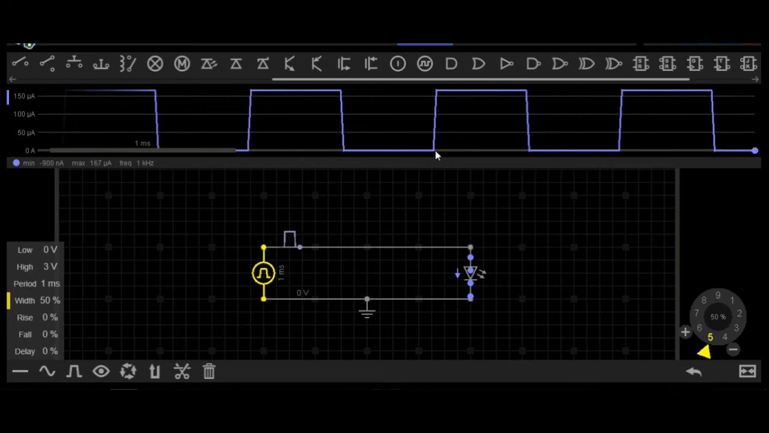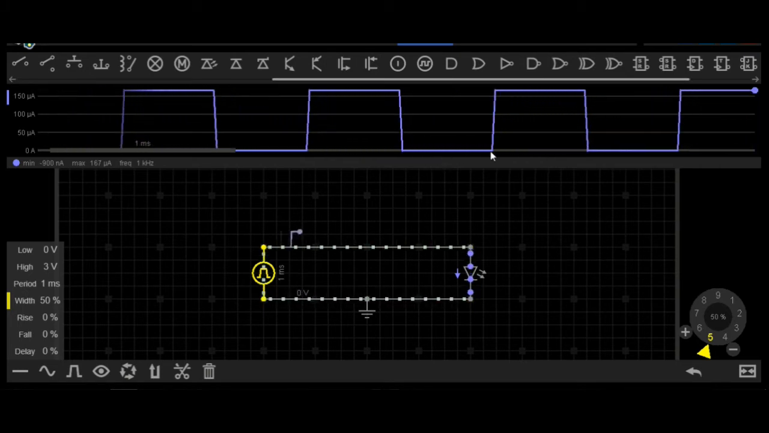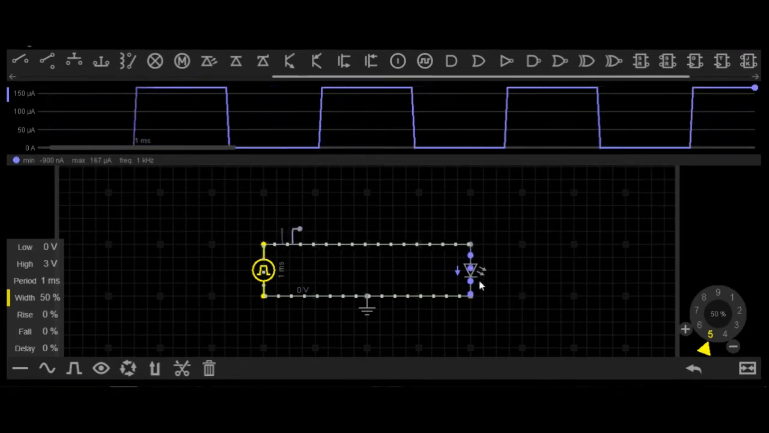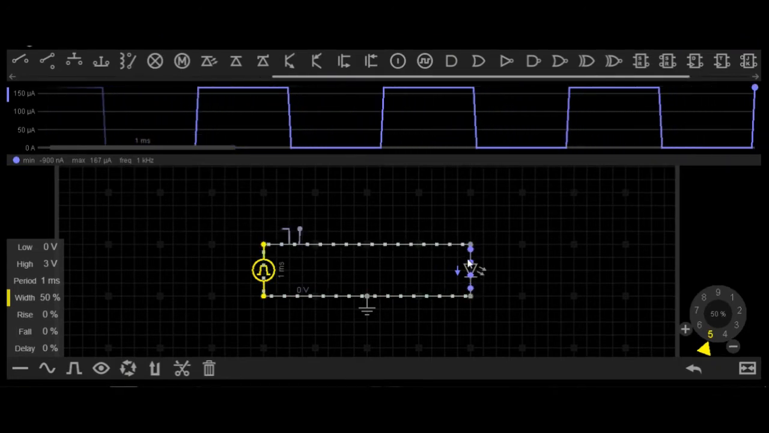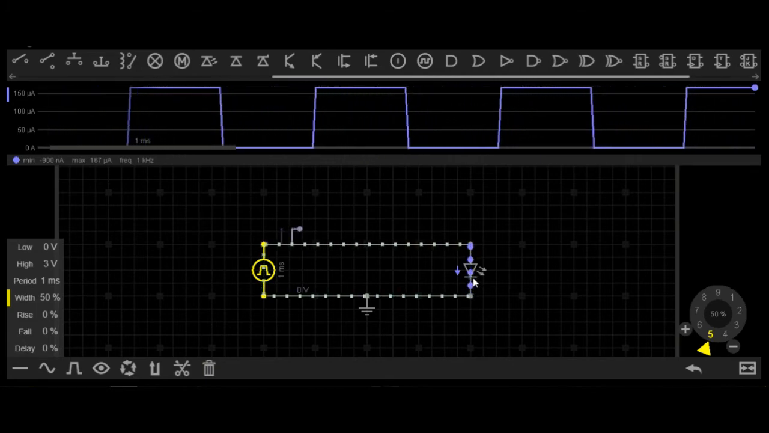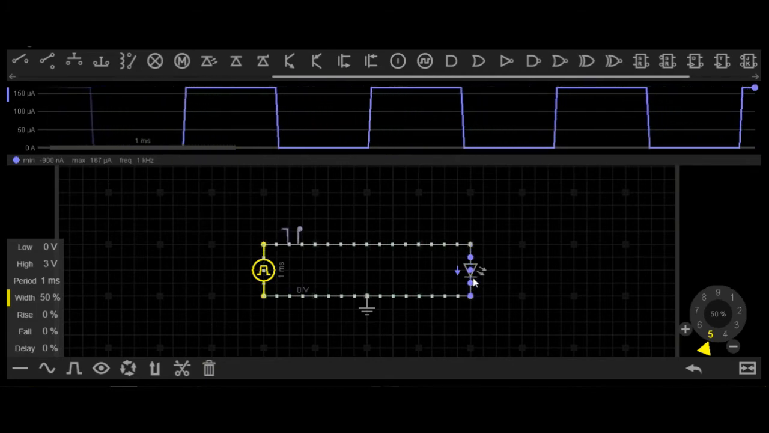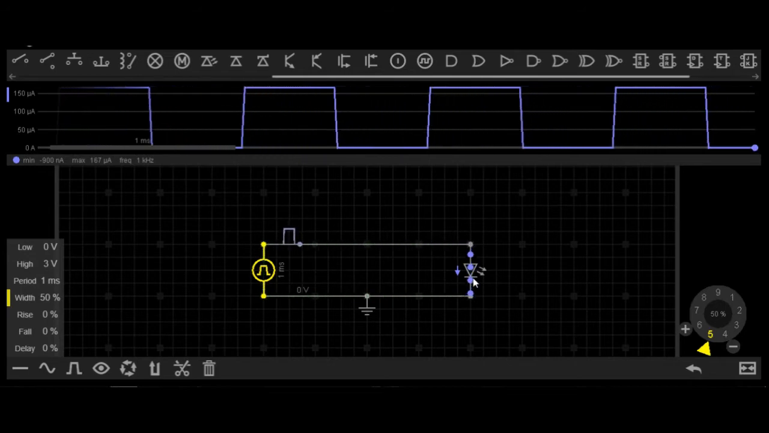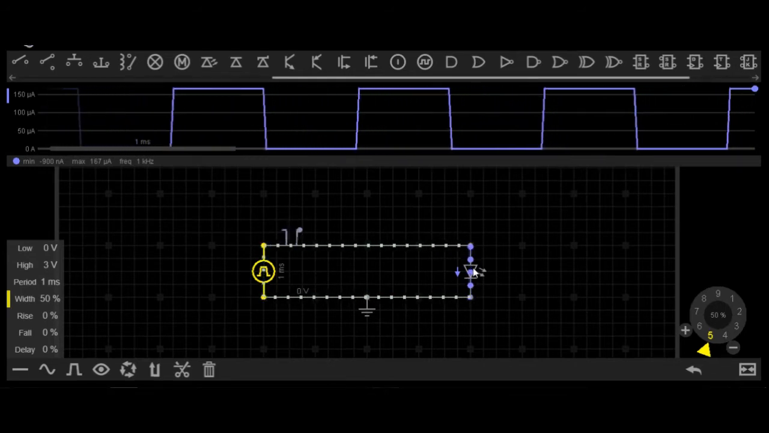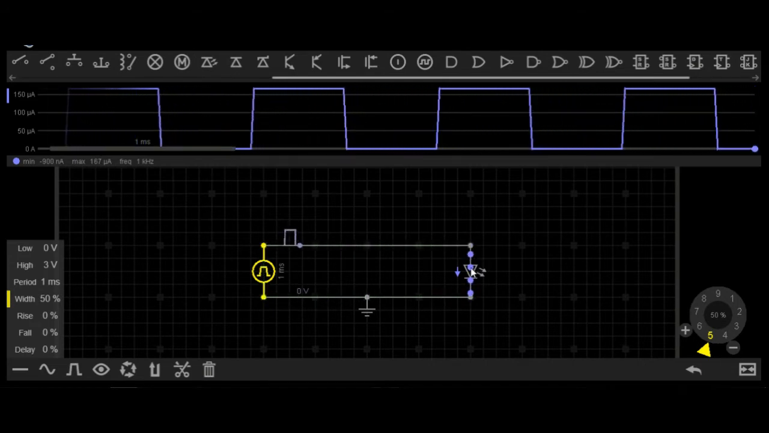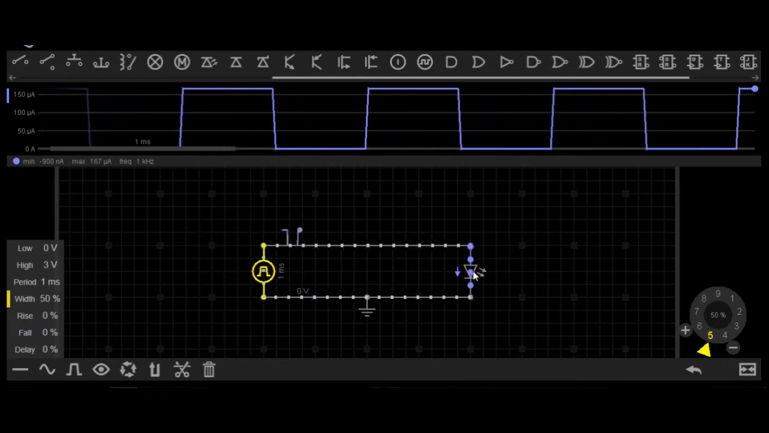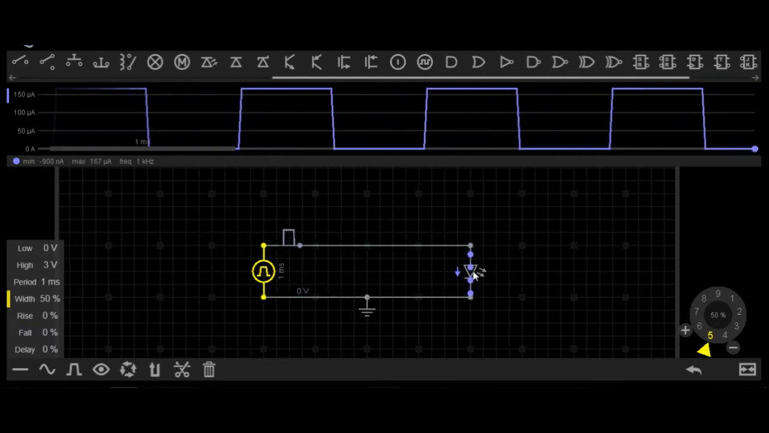Here you see the graph, 50% turn on and 50% turn off in every cycle. You can see that current will flow through the LED for 50% of the time and it will be off for 50% of the time in every cycle. So the average voltage across the LED will reduce to 50% of the supply voltage.